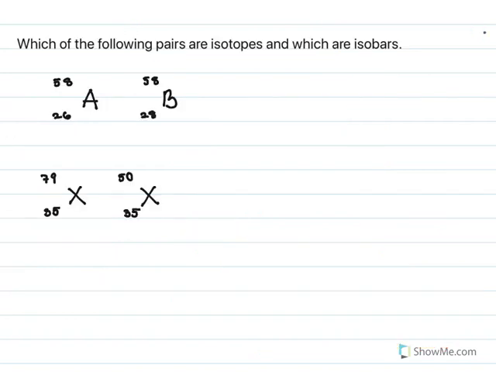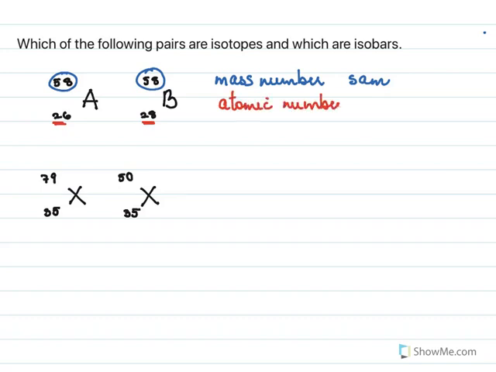Which of the following are isotopes and which are isobars? Let's examine the first, A and B. Here we see that the mass number is the same. However, atomic numbers are different. Here atomic number is 28, here 26. Atomic number different. When mass is the same and atomic number is different, they are isobars.